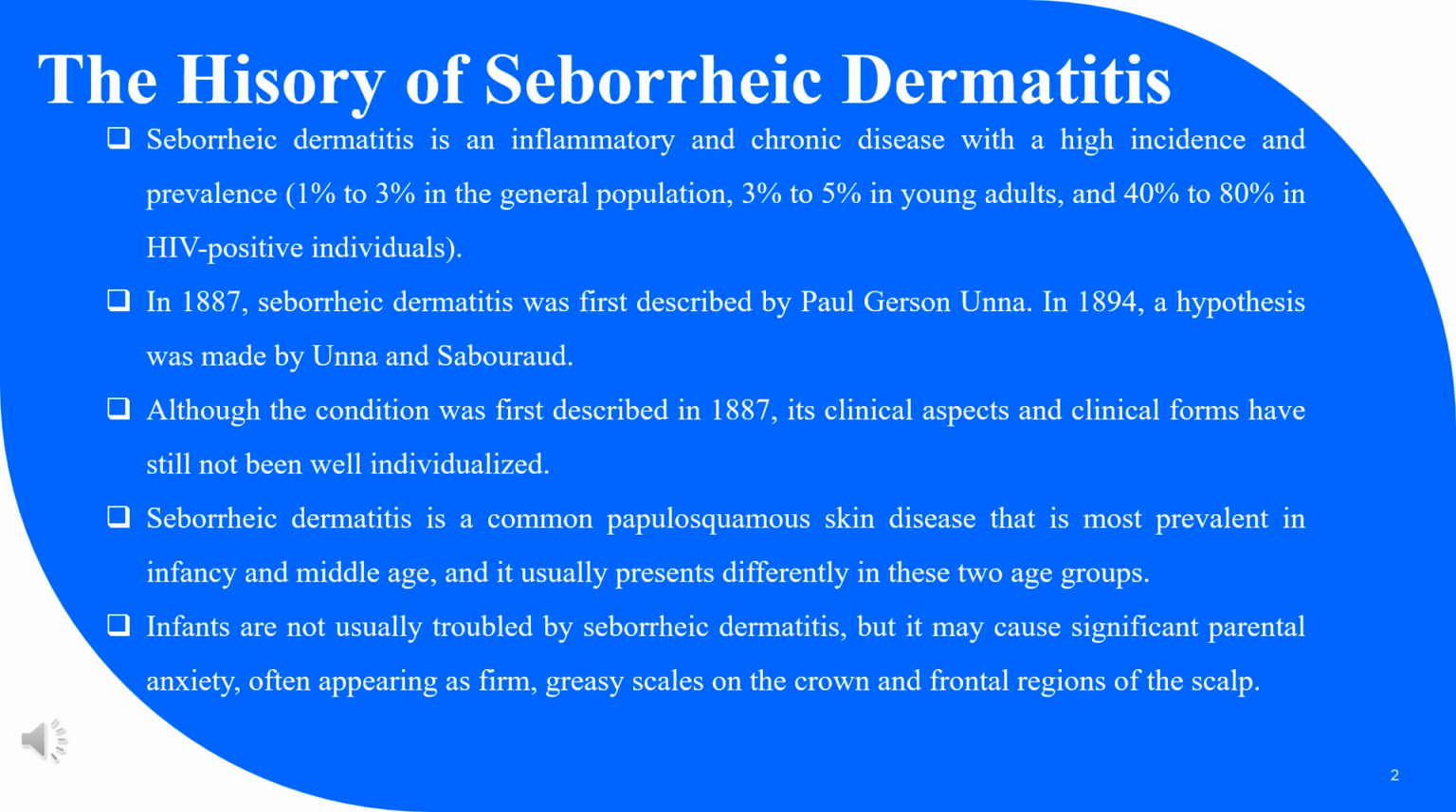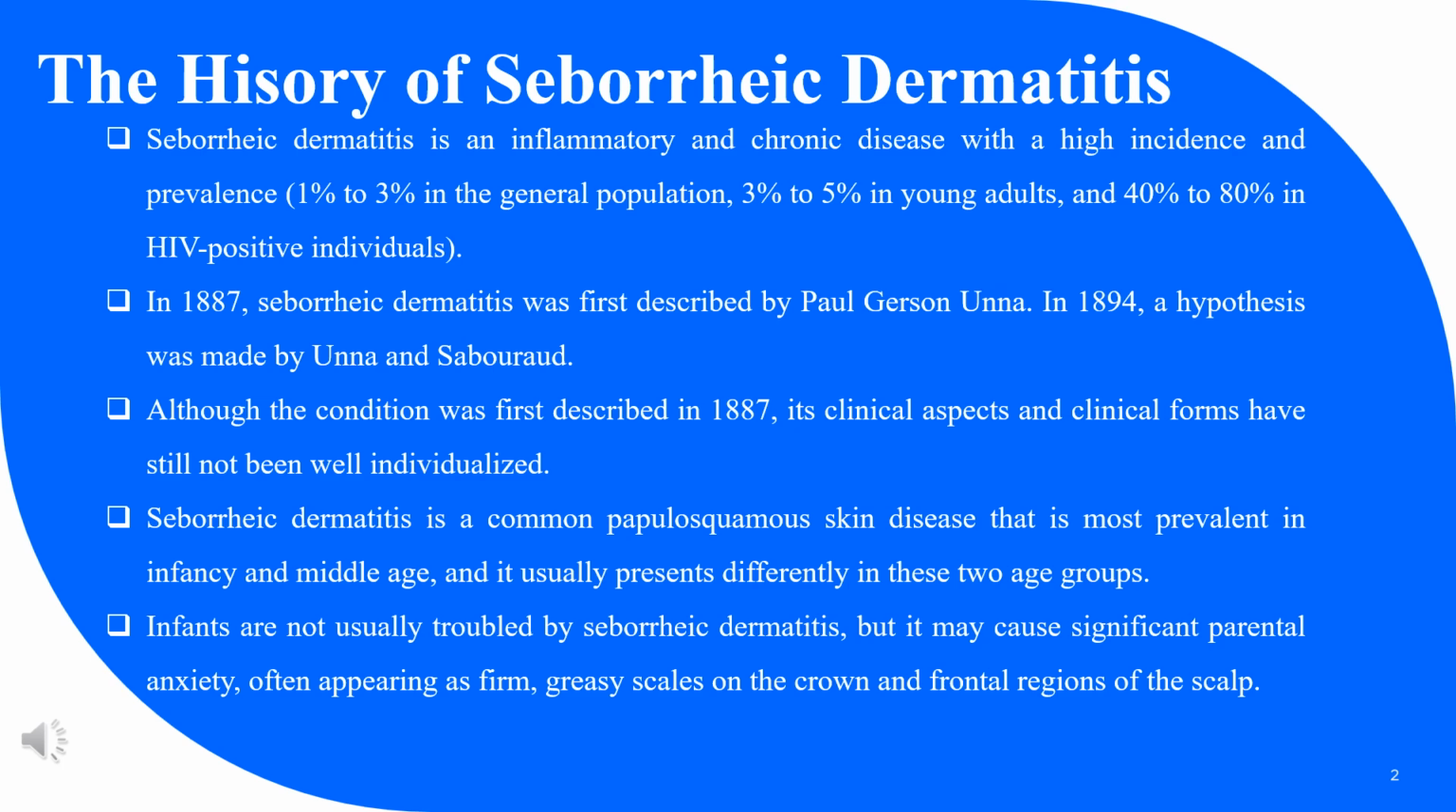In 1887, seborrheic dermatitis was first described by Paul Gerson Unna. In 1894, a hypothesis was made by Unna that the yeast Malassezia was responsible for seborrheic dermatitis. In 1984, Shutter discovered that seborrheic dermatitis can be treated with oral ketoconazole.